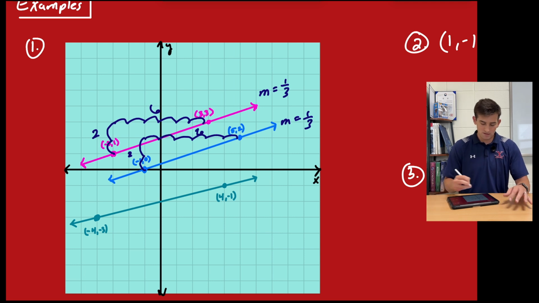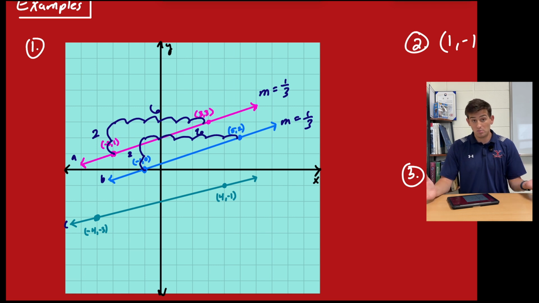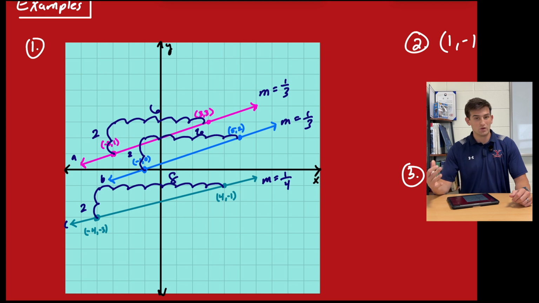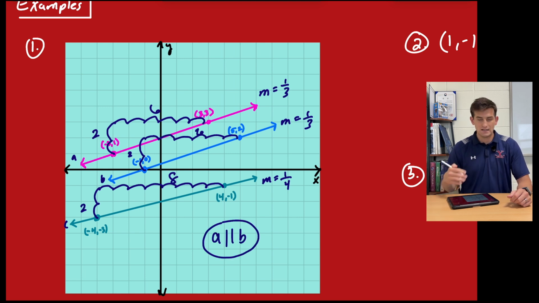So far we have our pink line, which we could label as line A, and then we'll do line B and line C. So far we know lines A and B are parallel because they have the same slope. Now let's look at line C, our last one. We go 1, 2, we have a rise of 2, that's good. 1, 2, 3, 4, 5, 6, 7, but our run is 8. So that would not be 1/3, that would be 1/4, right? So we would say that line A is parallel to line B, and that's all we would have.